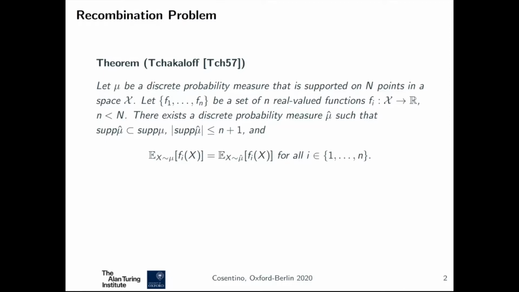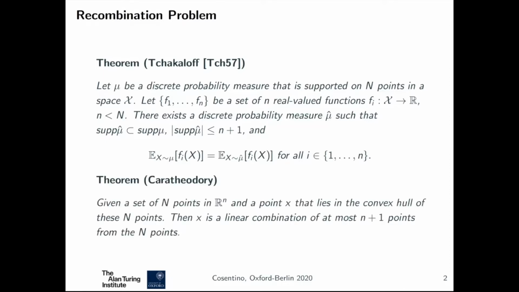In the discrete case, this can also be proved by the more famous Caratheodory's theorem, which essentially says that any point in the convex hull of big N points can be stated as a convex linear combination of at most small n plus 1 points.